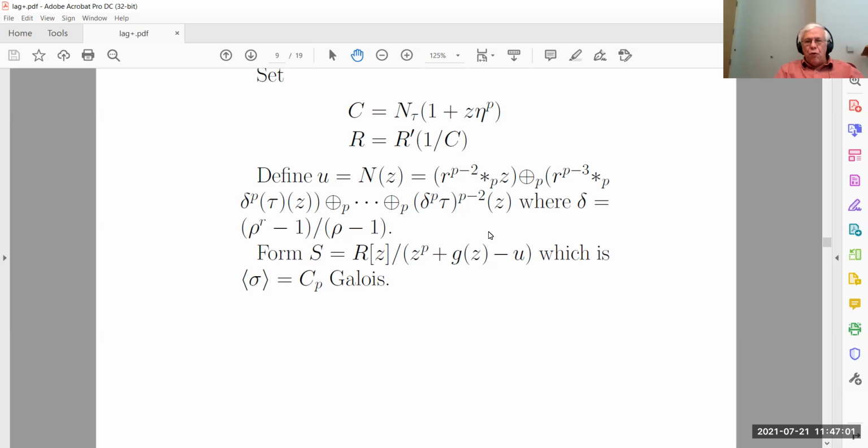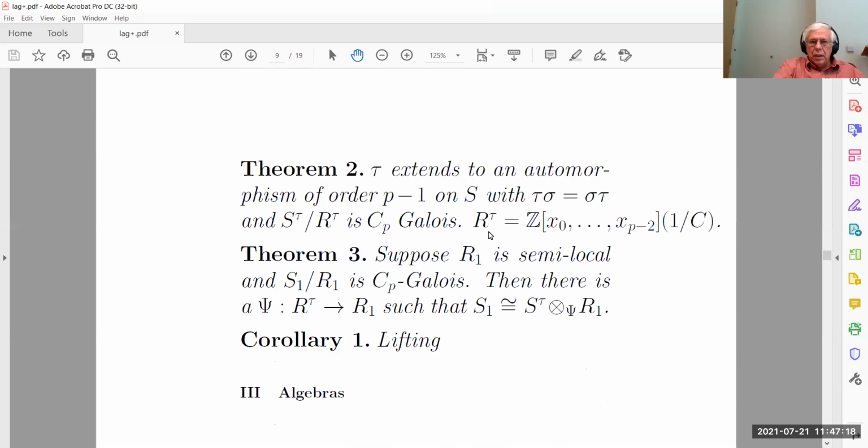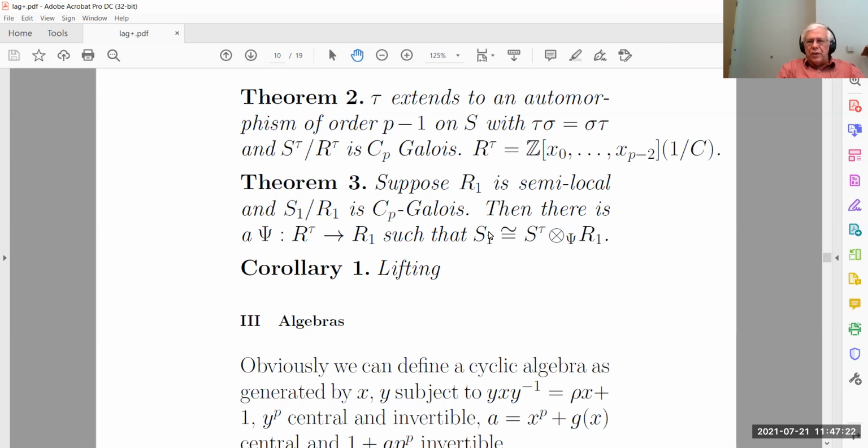And if I form this S using that very special U, this is of course CP Galois. I've arranged by inverting it for that to be a Galois extension. And the theorem is that I've arranged so that tau extends to an automorphism of order p minus 1 on S in such a way that it commutes with the Galois group, and such a way that the invariant ring is CP Galois. And that's not too hard to show, but I will point out that I'm descending over a non-etale extension, so I have to work a little bit harder. Z[rho] over Z is not etale.